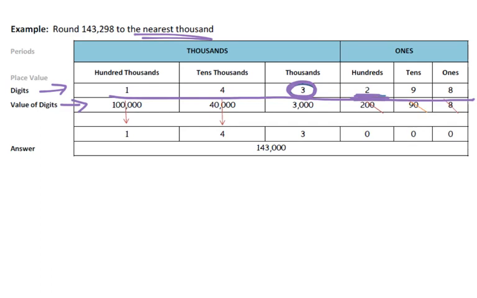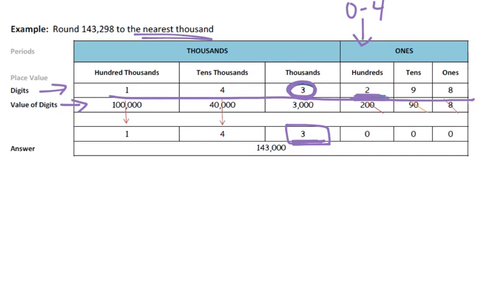Now they're saying, look at the number you underlined. If that number is 0 through 4, then the 3 is going to stay the same. Well, guess what? A 2 is between 0 and 4, because if I counted, I'd say 0, 1, 2, 3, 4. So the 2 is there. Therefore, the 3 I circled stays the same, and I'm still going to have a 3 in my rounded number.